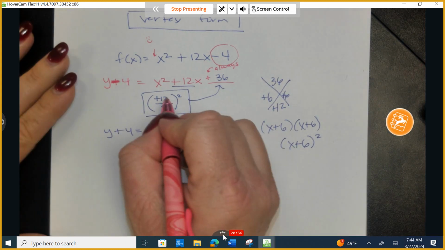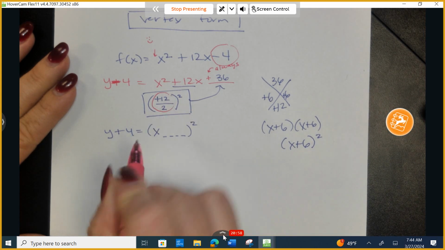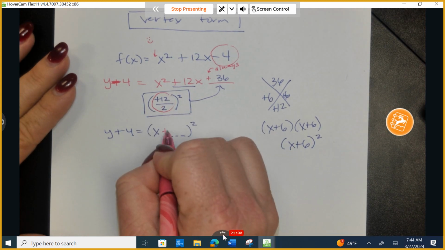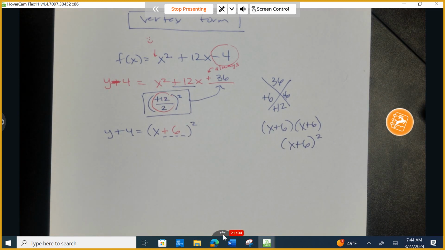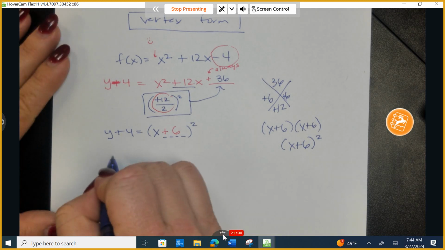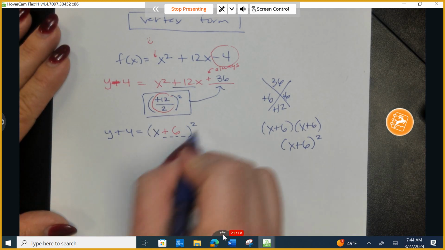single time. Take whatever was inside the parentheses, so there's a plus sign, and 12 divided by 2 is 6. Every single time it works, and you don't have to factor. Every single time. It's a shortcut. Here's my final answer. I'm going to move the 4 back to the other side.